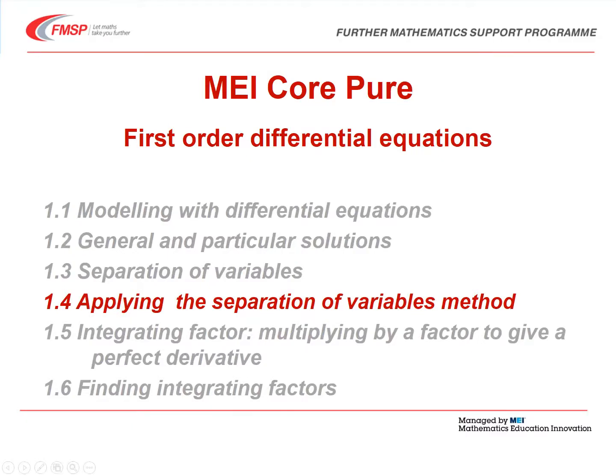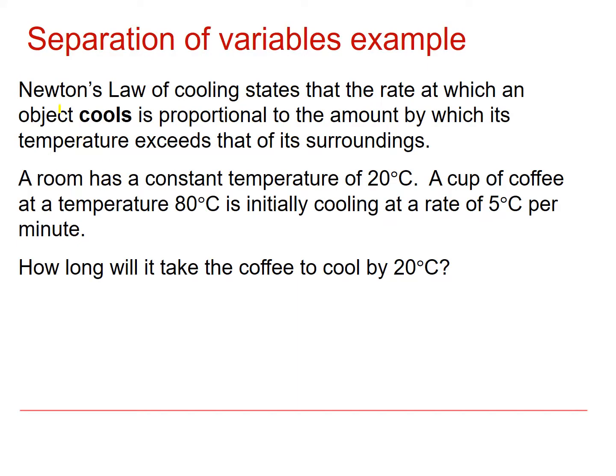This is a video for MEI Core Pure Mathematics, first order differential equations, 1.4, applying the separation of variables method. We've seen an example similar to this in a previous video. It's about Newton's law of cooling, and it tells us that the rate at which an object cools is proportional to the amount by which the temperature exceeds that of its surroundings. We've got a little bit more information this time.